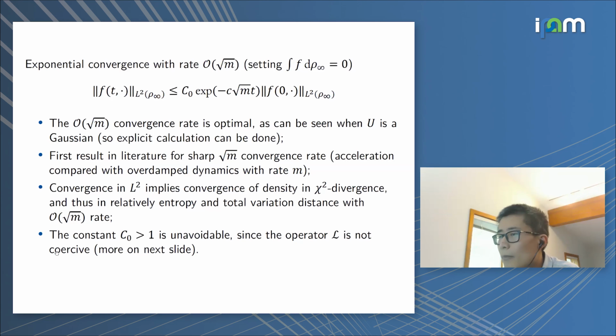Also, if you compare with the convergence result for the overdamped case, the C0 there is 1, because it's just the energy method. It's very simple, the Grönwall inequality. But here, this constant is generically larger than 1, and it's not avoidable. Because if you don't have C0 here, then this result is certainly wrong. It would imply that my operator, the generator, is coercive, which is not true.